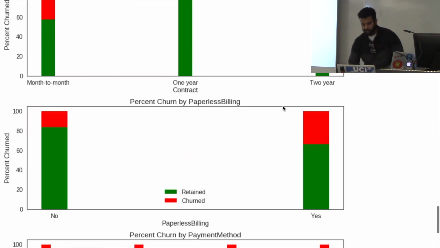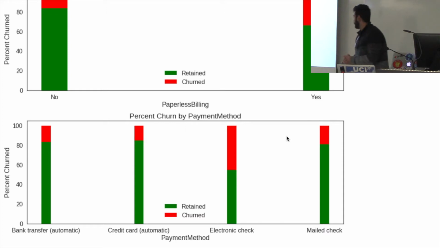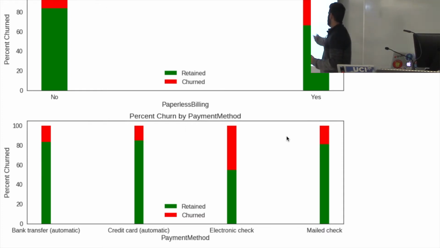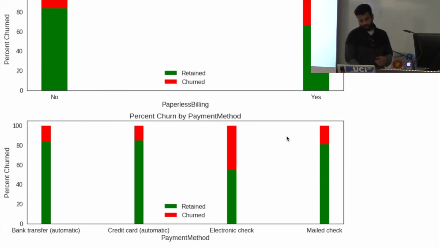Same thing over here. This is payment method. People who pay by electronic check have a higher proportion of churn. They leave at a higher rate than everybody else. Mail check, credit card, bank transfer. Okay, so these were all of our categorical variables.